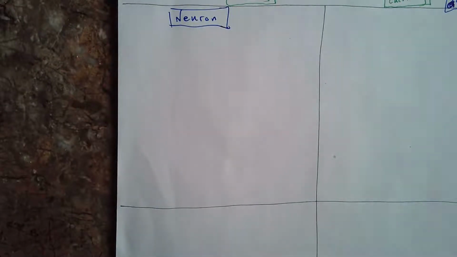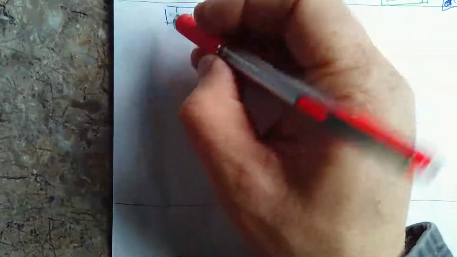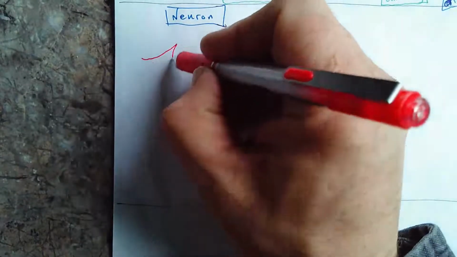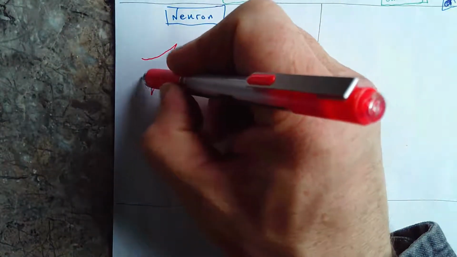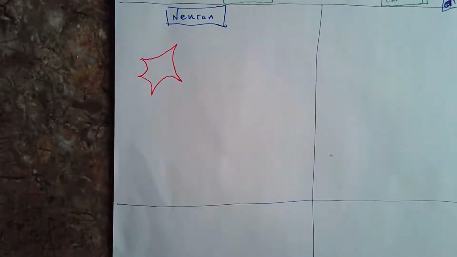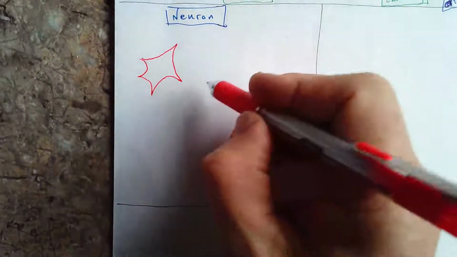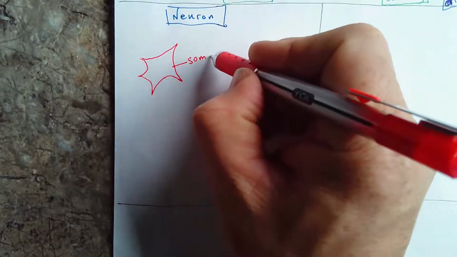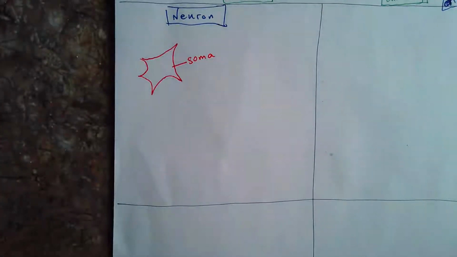And we'll start with this structure right here. Just make kind of a spiky thing. It doesn't have to be exact. You can have as many of the spikes as you want. You can have 3, 5, 8, I don't care. Okay? This structure is like the body of the cell. It's what's called the soma. The soma is the body of the cell.